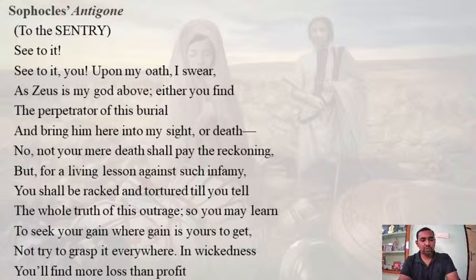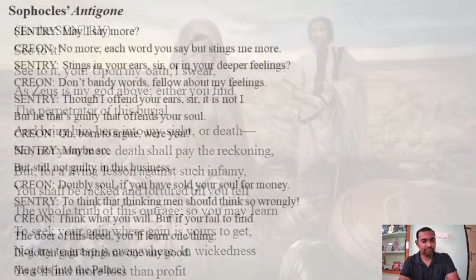So you may learn to seek your gain where the gain is to be had, not try to grasp it everywhere. So seek gain only where you get it. You don't have to seek profit or gain everywhere. Seek it only where it is there. In wickedness, you will find more loss than profit. So if you are planning to do any sort of evil thing, if you are planning to do anything that is wicked, then you will only get loss. You will only lose. You will not gain any profit.